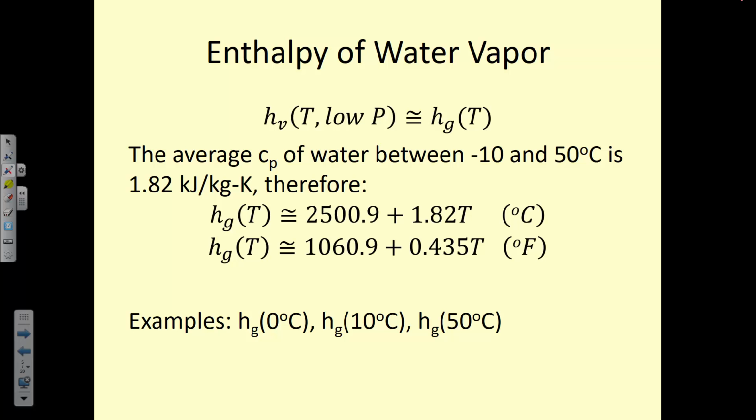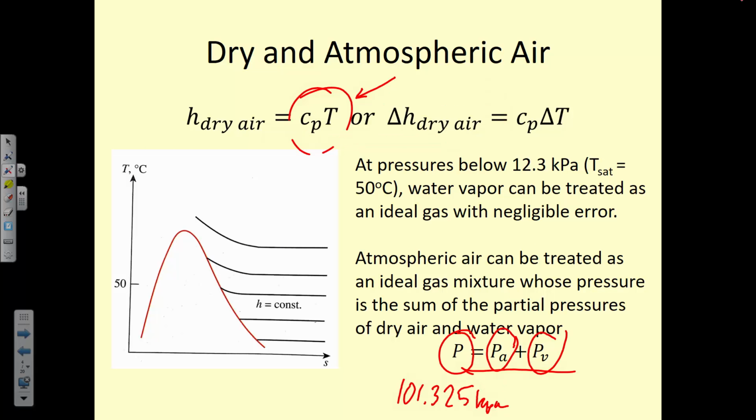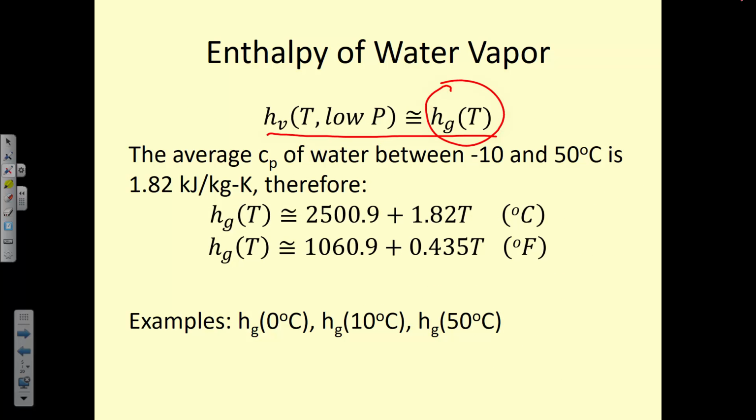So if we want to calculate the enthalpy of a water vapor at a low pressure and a moderately low temperature, it's approximately equal to the enthalpy of the saturated vapor at that same temperature. So this is similar to the compressed liquid approximation, but in this case we're just looking at this side of the dome rather than the other side of the dome. So again, this is only applicable at low temperatures and low pressures. It doesn't work if we are operating high up in the superheated zone. That doesn't hold true any longer.